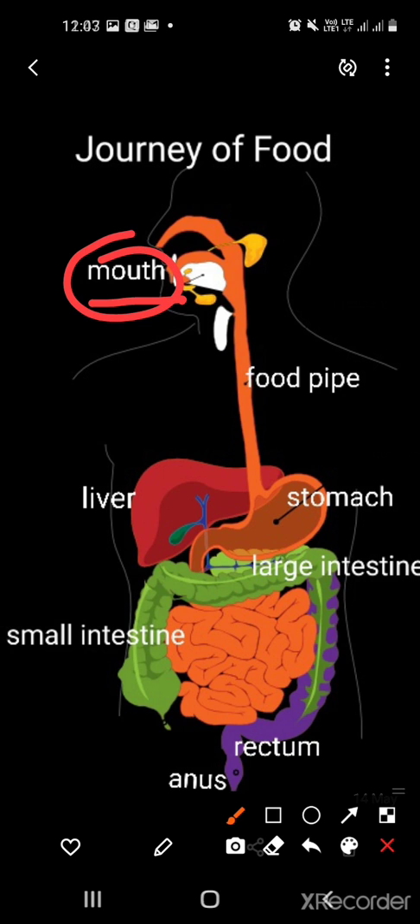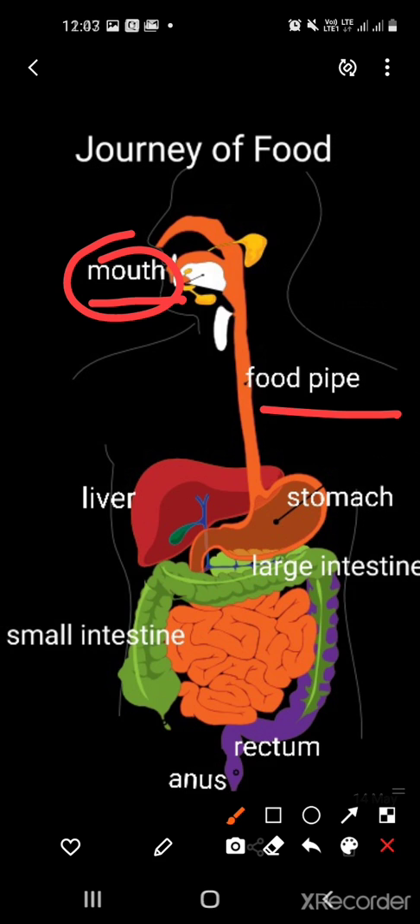Okay, now let's move on to the next, that is the food pipe. So the swallowed food slips down a pipe, which is also called the esophagus, to the stomach. Fine. Okay, it goes to the stomach. Now it has a very important role. The stomach plays a very important role for digestion.